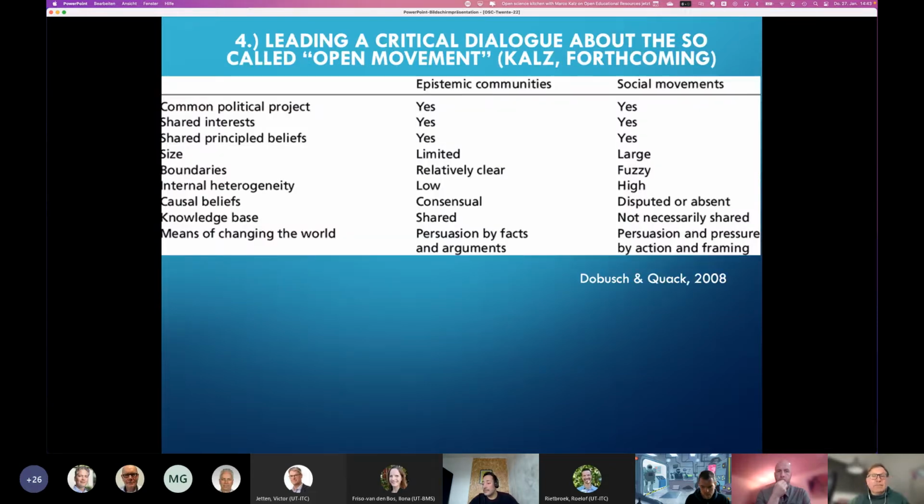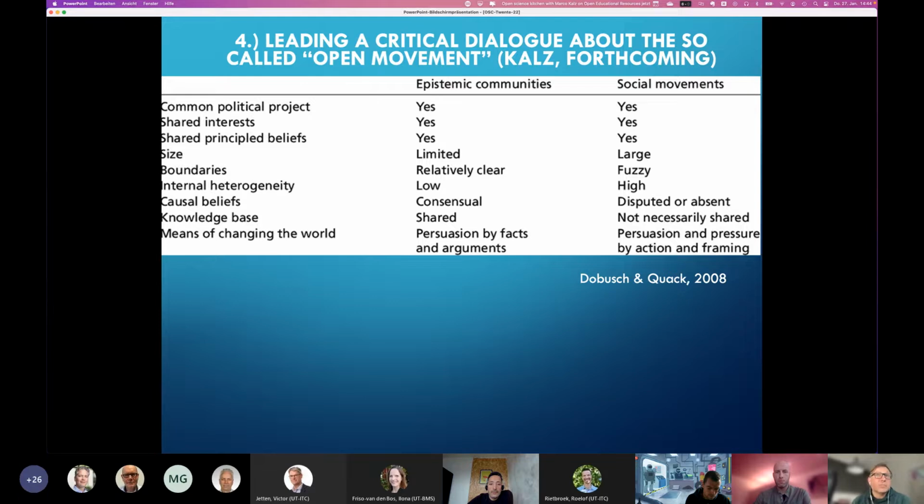Then I think we really need to have a dialogue, and I would like to talk a little bit more about that because that was the title of the talk, but I won't have time for that. We should have a dialogue about this idea of an open movement. I just finished a chapter on that and looked at how far the open education movement is a social movement. And I think there are some tendencies to push towards this social movement idea. I think we need to have a good discussion if we want to become a social movement and talk about equality, or if we want to become a better epistemic community that contributes with research to equality in education.